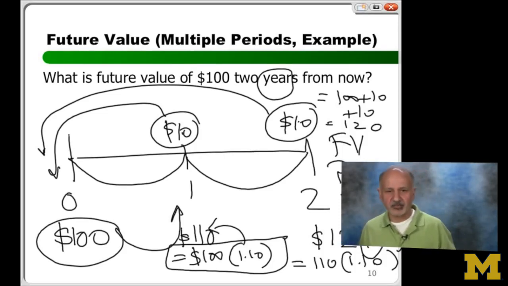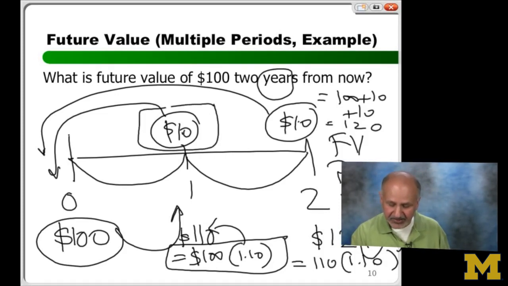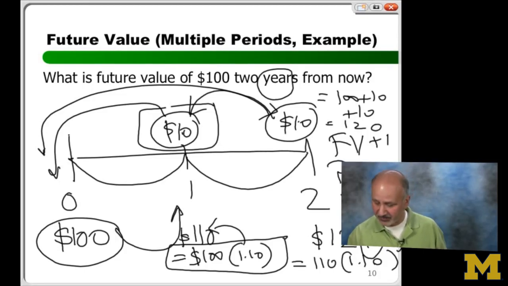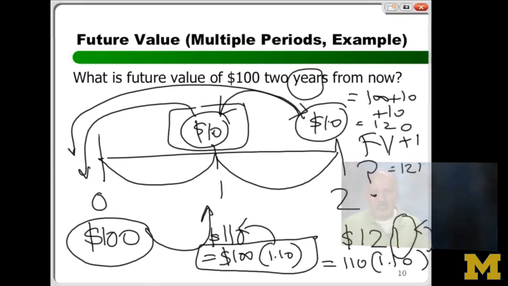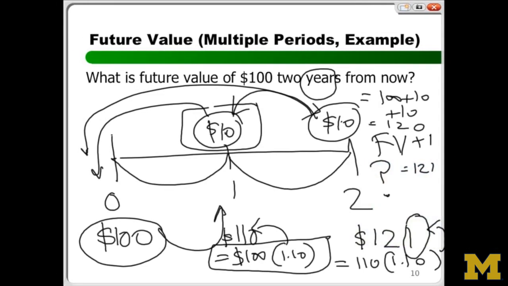The answer is very simple. What we have ignored in all this is this $10, which was not here, is added here, and will also earn interest over the second period. And what is 10% of $10? $1. So plus 1 is 121. So it's pretty straightforward. I'm writing all over the graph, but I want you to understand that this is not complicated.